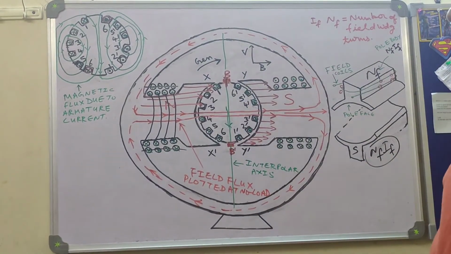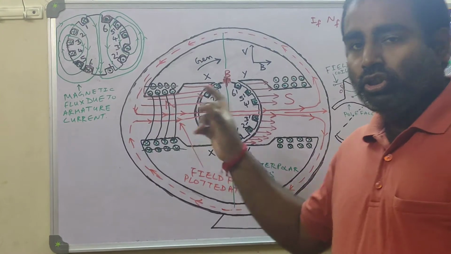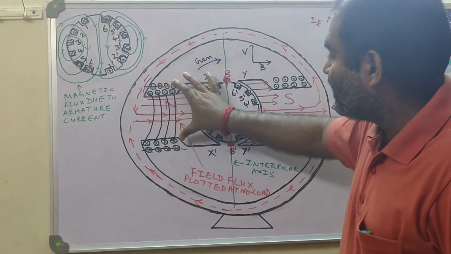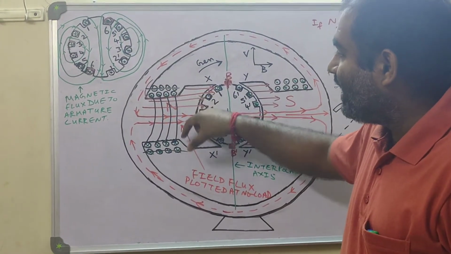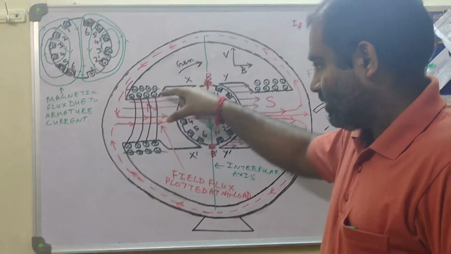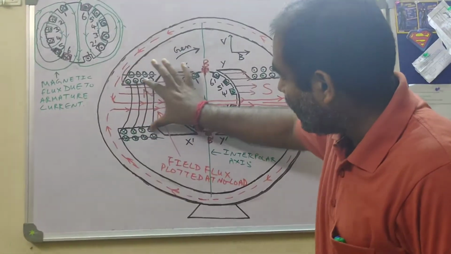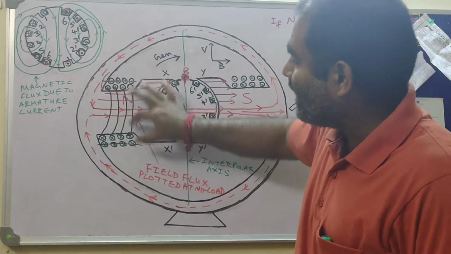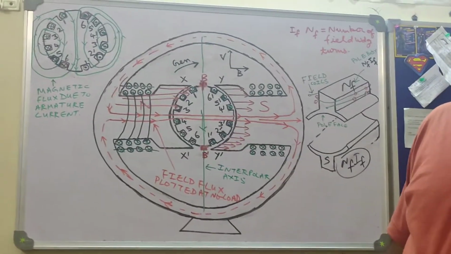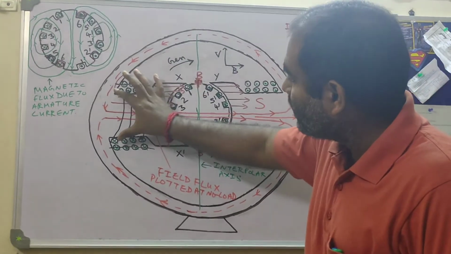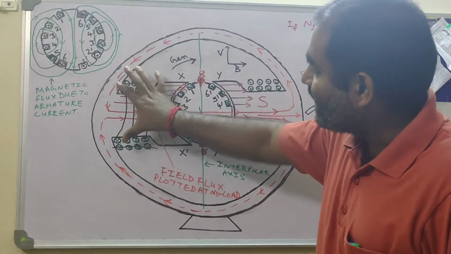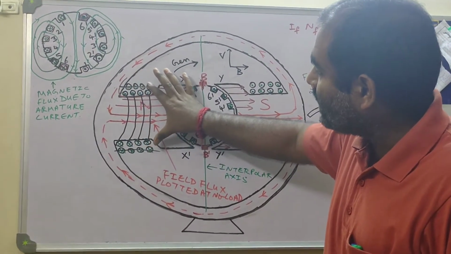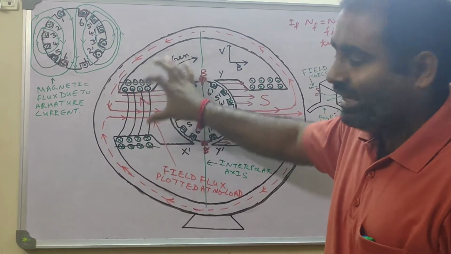While we draw the developed view, this will come into use. If the total number of turns is NF, and let's say here I am showing 2 layers, this is layer number 1 and this is layer number 2. So in these 2 layers you are accommodating how many turns? NF turns. So in the first layer, what is the number of turns? NF by 2. In the second layer, what are the turns? Another NF by 2. So net turn is NF.